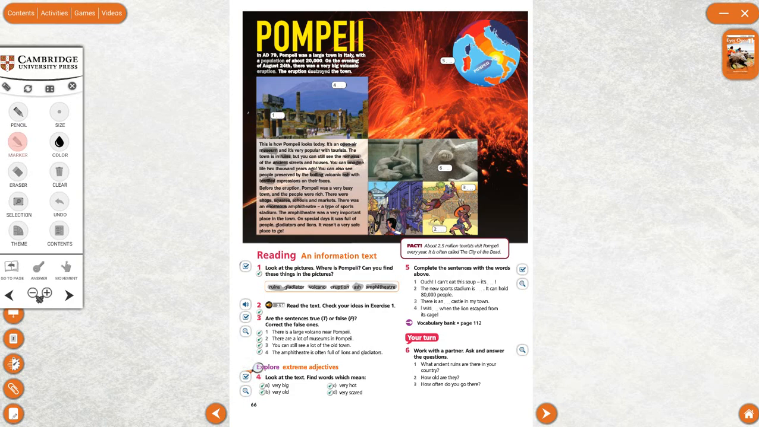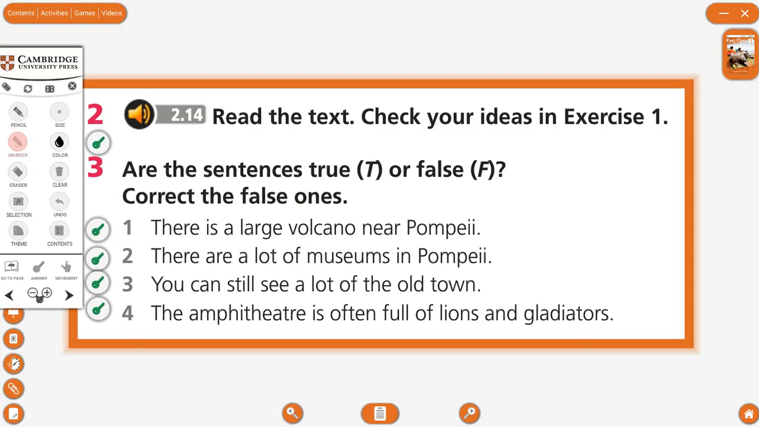Look at exercise 3, please, firstly. Are the sentences true or false? Correct the false ones. There's a large volcano near Pompeii. Is that true? Yes, that's true. We will write here true.